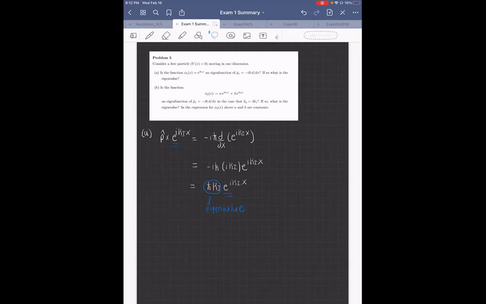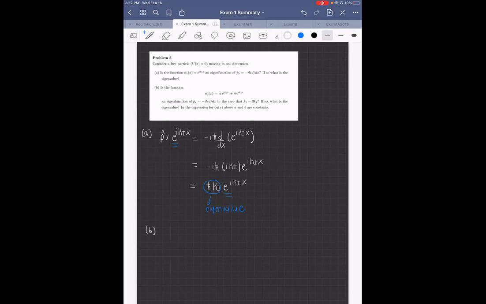It would not, because it's basically saying that the eigenvalue is dependent on X, which would not be true for an eigenvalue. An eigenvalue has to be a constant. And to be an eigenfunction, it can't be multiplied by a variable or anything. So yeah. Okay, thank you. All right. Let's go with part B.